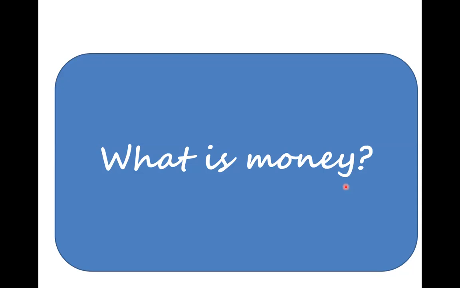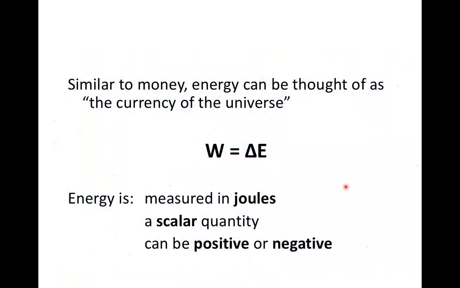So think to yourself, what is money? Money is our currency. We save up money, or we can spend money. Well, similar to money, energy can be thought of as the currency of the universe. So we can save up energy to spend it later. We'll learn that energy saved up or stored is called potential energy, and energy that we might spend could be kinetic energy. So now work is the change in energy. If energy increases, the delta E will be positive, or the delta E could be negative.